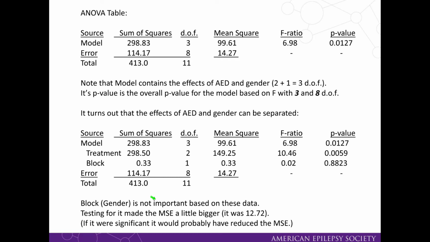And one thing that's kind of interesting is that by testing for gender, what happened? The mean square error actually increased a little bit. In the previous case where we didn't know about gender or ignored it, the mean square error was only 12.72. Here it's 14.27. So you do lose a little by testing for factors that are unimportant. But as a highlight here, we didn't know that. I mean, you don't test things you know, but we didn't know that. But it turns out if it were significant, and which will happen sometimes, it would probably have reduced the mean square error, and you'd have gotten more precise. And think about how important that is, and we'll get to that in a second.